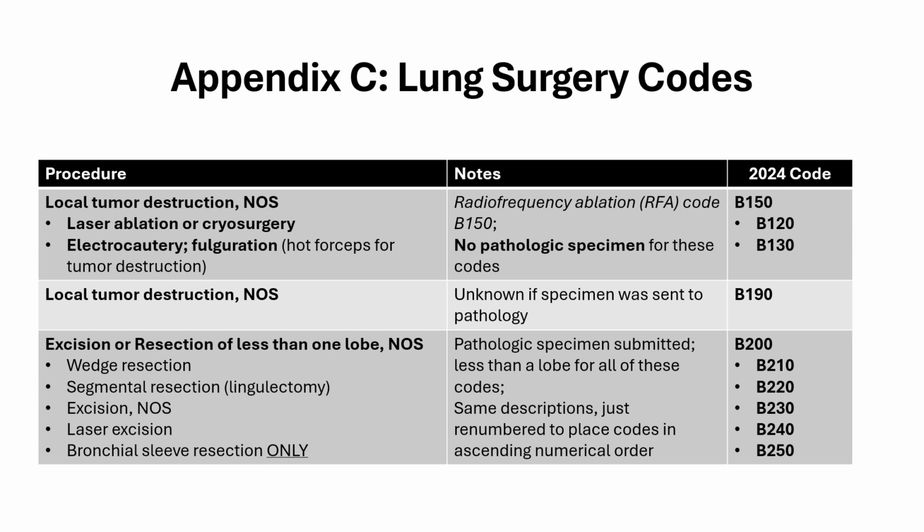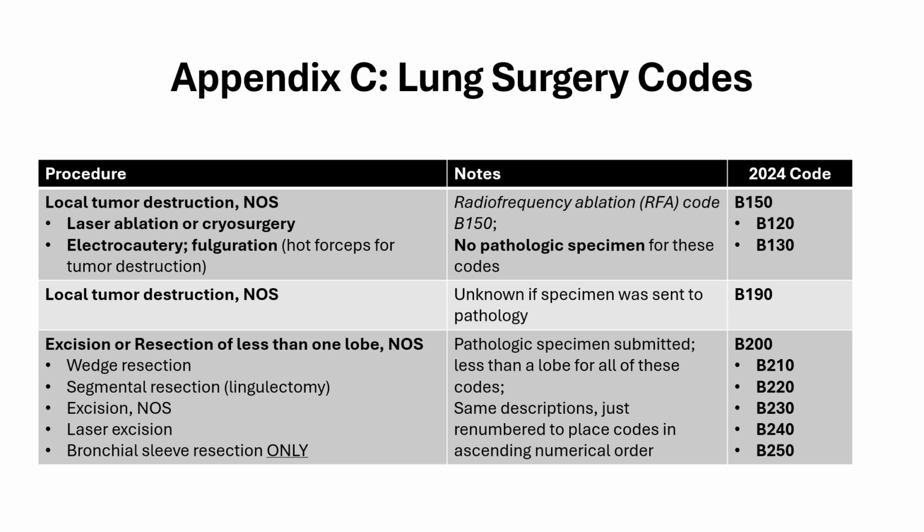So now let's look at the lung surgery codes. We have local tumor destruction, NOS. These codes are the B150s, B120, and B130. No pathologic specimen is sent with these codes, okay? They are just removing the tumor, killing, heating up the tumor, but without sending a pathologic specimen.